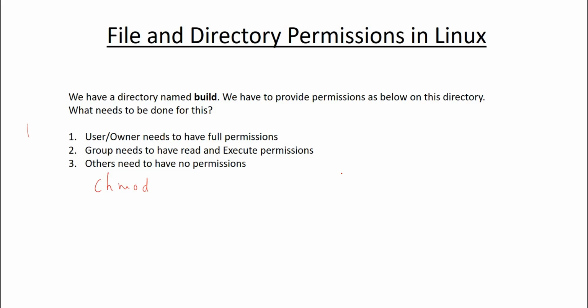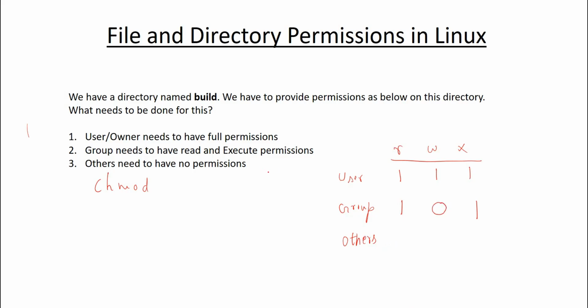So let us write user, group and others. So we have read, write, execute. The user needs to have full permission. That means we need to provide 1, 1, 1 on read, write as well as execute. The group needs to have the read and execute permission. That means R should be 1 and X should be 1. Since we do not need to provide write permission, we have to mention 0 here.